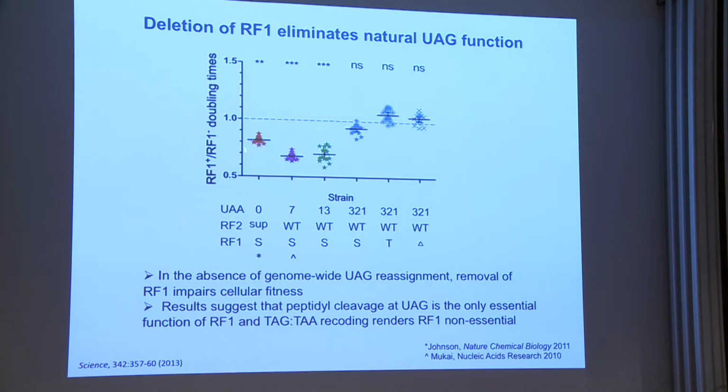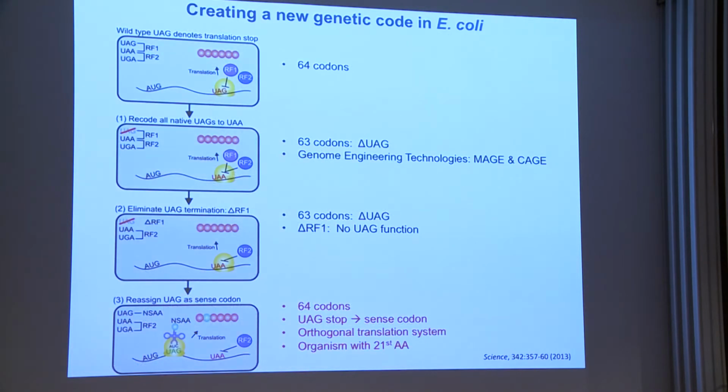But what's important here is if you look at a ratio of cells that contain release factor 1 versus those that don't, and look at their doubling times, only the strains that have been fully recoded really show no impact on growth. So this allowed us to conclude that the only essential function of release factor 1 was the peptidyl cleavage at UAG. It confirmed our hypothesis that recoding all UAGs to UAA then allowed us to eliminate wild-type UAG function. That led to the next experiment.